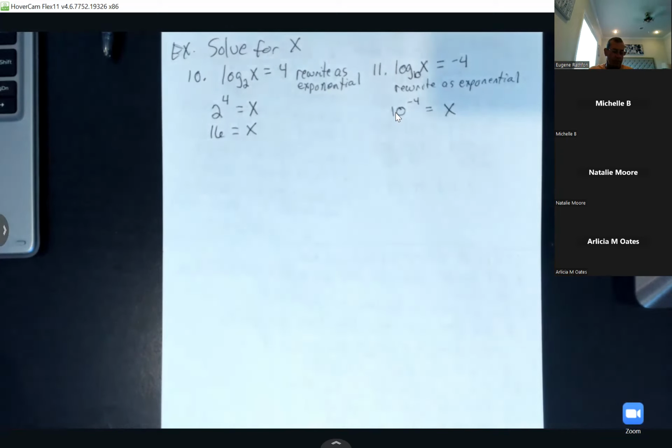Watch this, number 12. Log base 4 of 5x minus 4 is going to equal 1. All right, guess what? I don't have a log over here, so I'm going to rewrite this one again. So we're going to rewrite it as exponential. My base is the 4. My exponent is the 1. And that's going to equal 5x minus 4.